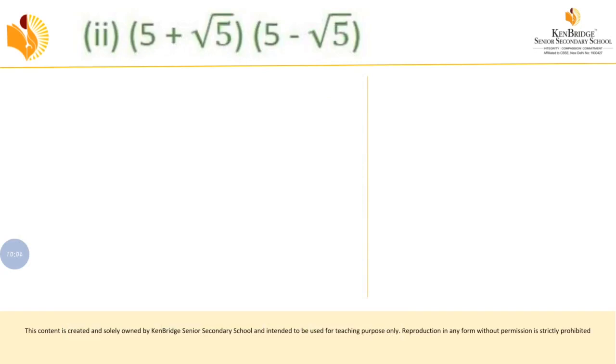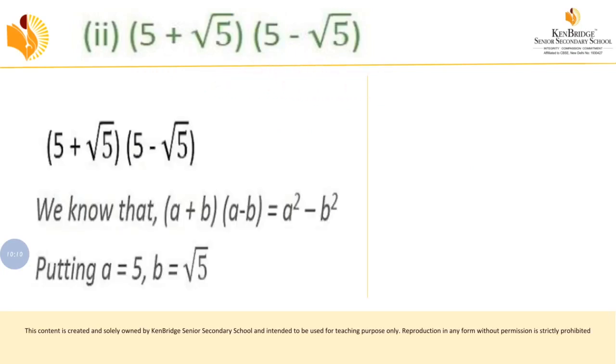Let's see the next expression. The next expression is (5 plus root 5) into (5 minus root 5). Okay, so this is looking like (a plus b) into (a minus b). Am I right? Both are the same terms. Here also 5 and root 5, and here also 5 and root 5. The only difference is the sign. Here we have used a plus sign, and here we have used a minus sign. So this is looking like (a plus b) into (a minus b).